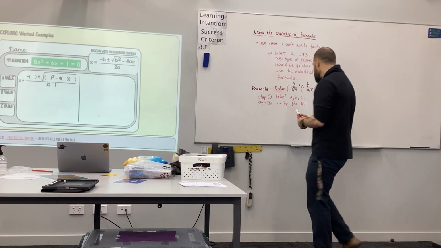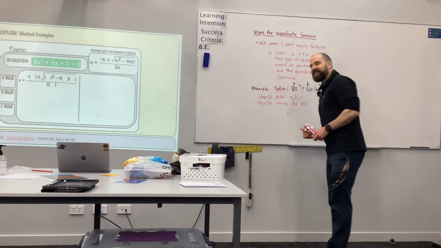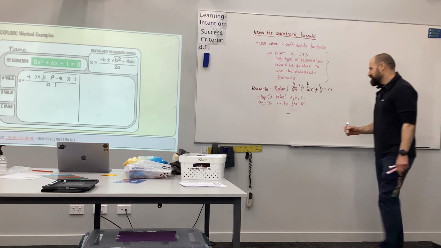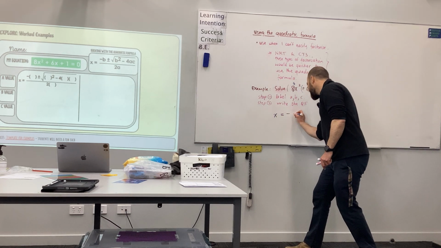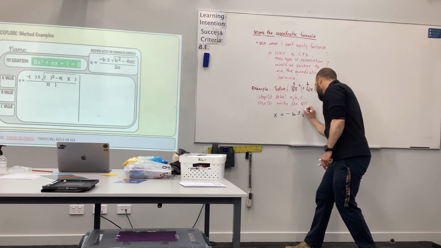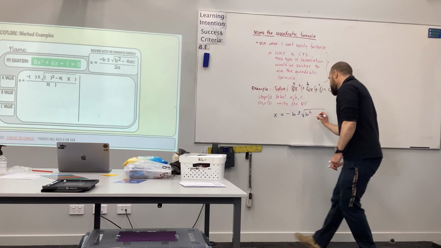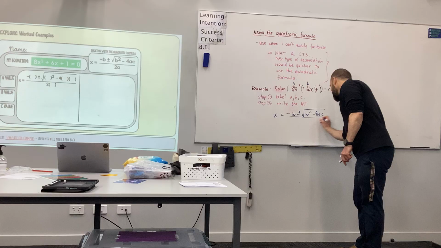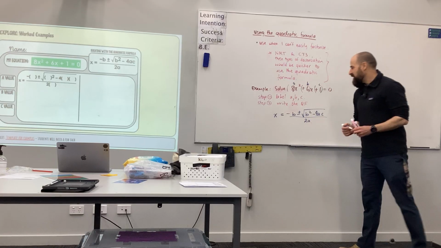All right, Chaz, sing it for me. I'm kidding. Oh no, you were ready to go. X equals negative b plus or minus the square root of b squared subtract 4ac over 2a. All right, good.